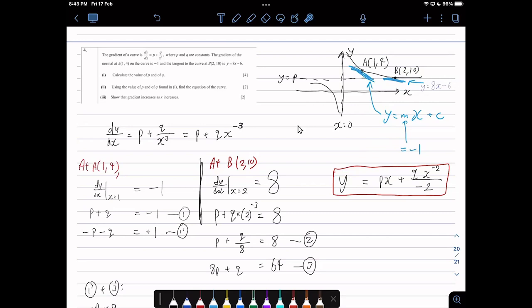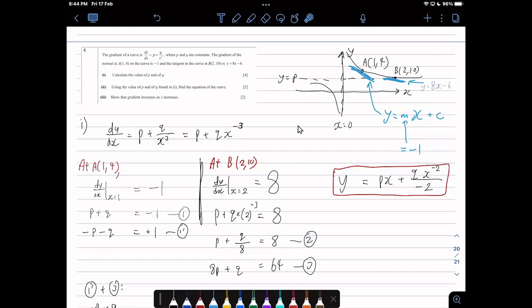I think I'll leave that as an exercise to you. You can try on your own. The main point of this question is to test you on the concept whether you remember that dy by dx is the gradient of a tangent line. So 8x minus 6, 8 is the gradient. You need to equate to it. That's what they're testing you on. Okay, that's part 1. I'll move on.